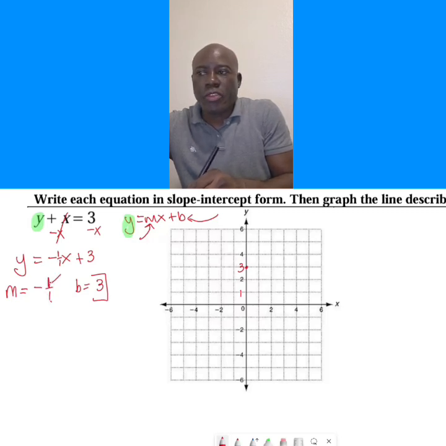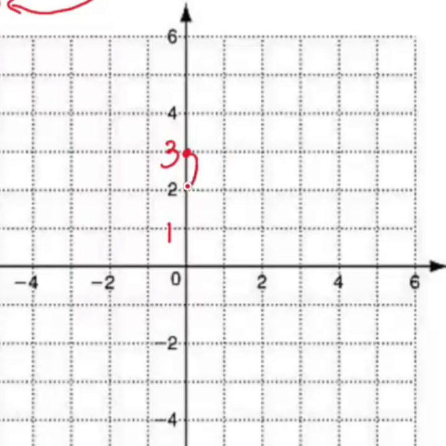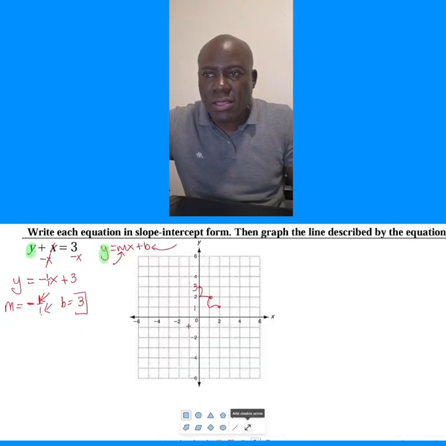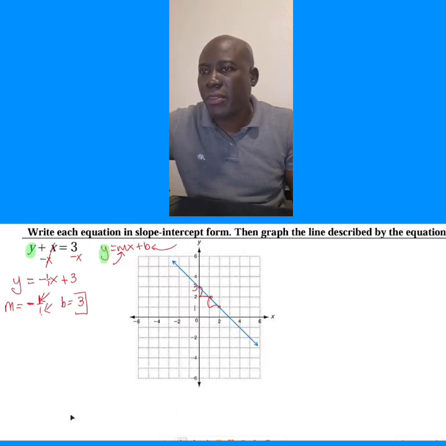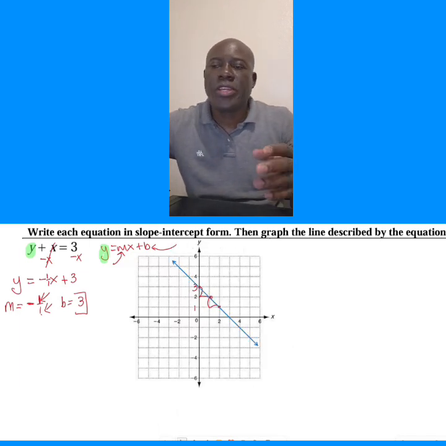Remember, rise over run. So we're going down because this is negative. From this point, we're going down 1 and across 1. And if you want to do it again, you go down 1 and across 1. These are extra points that we could use to graph that line. We only needed 2 points, but I just did that. So this is the line that we're dealing with, the line for that equation.